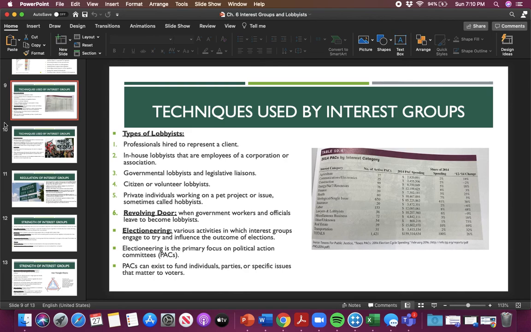In-house lobbyists: a lot of corporations keep lobbyists on staff as a paid employee that they send to the Capitol whenever they need someone there lobbying for a particular issue. Governmental lobbyists: these are lobbyists employed by different agencies and within the legislature to try and lobby other parts of government to take certain action. Citizen and volunteer lobbyists: this is what you would be if you are advocating for an issue you care about.